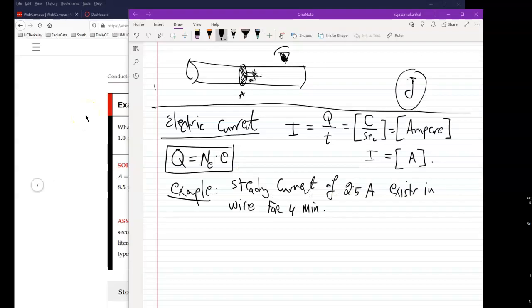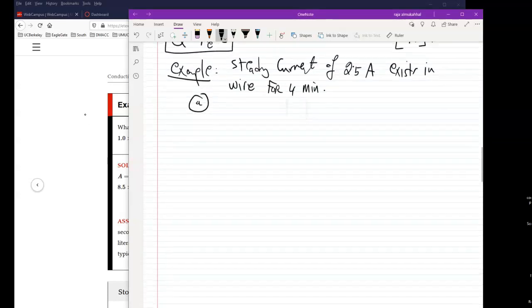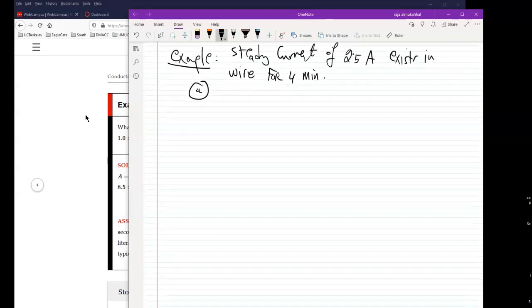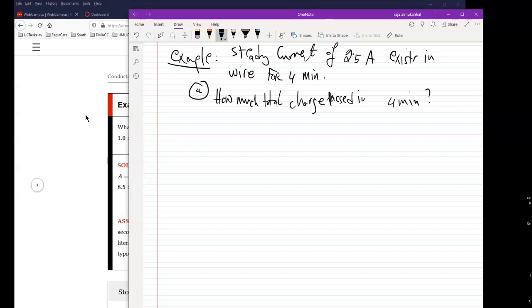Okay, so there are two questions here. The first one asks, how much total charge passed in 4 minutes? And then part B asks, how many electrons would this be?